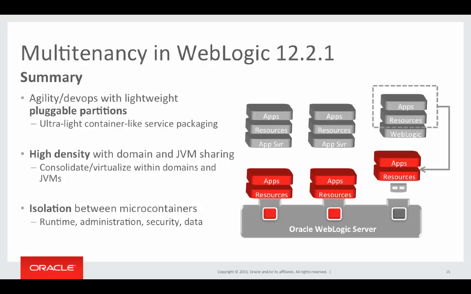And when you do that, you get high density, right? So you get 3x consolidation ratios by putting things together here. And then, when you put them together, we know that you need isolation. So we provide quite a bit of isolation here: runtime isolation, administrative isolation, security isolation, and data isolation.